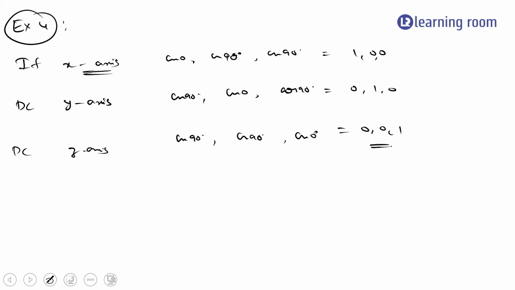Instead of saying or, I would rather say and, because the question asks for x-axis, y-axis, and z-axis. So for x-axis the direction cosines are 1, 0, 0. For y-axis the direction cosines are 0, 1, 0, and for z-axis the direction cosines are 0, 0, 1.